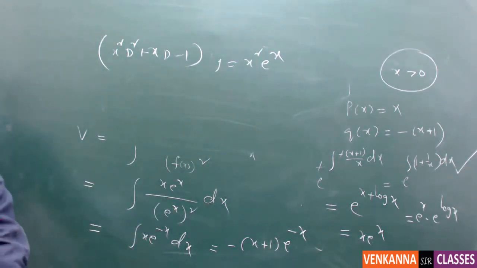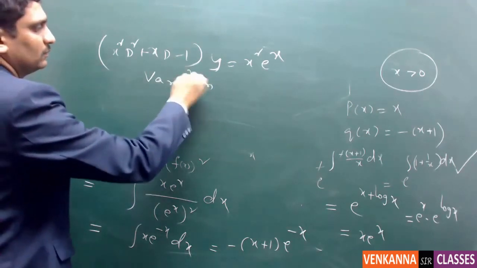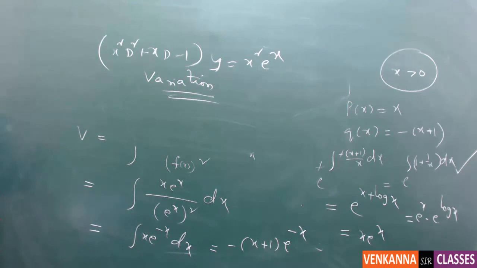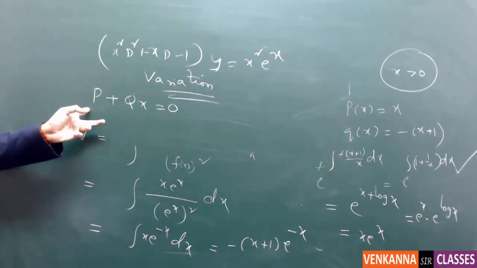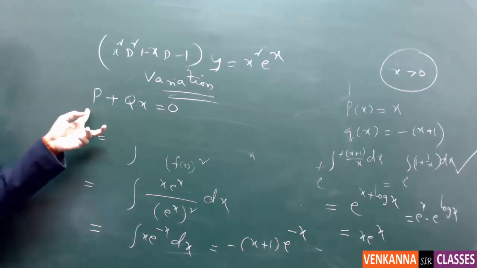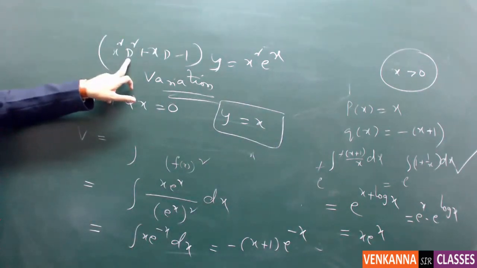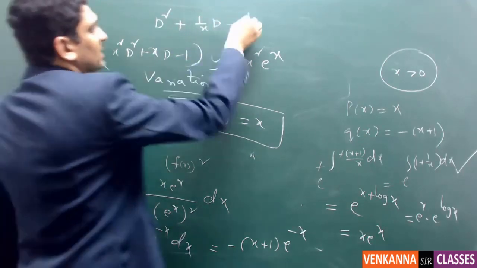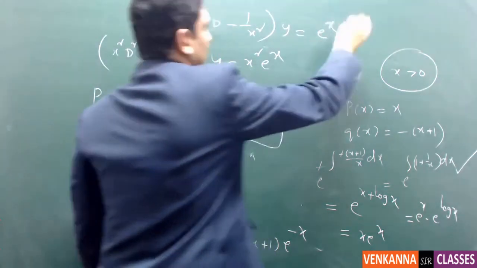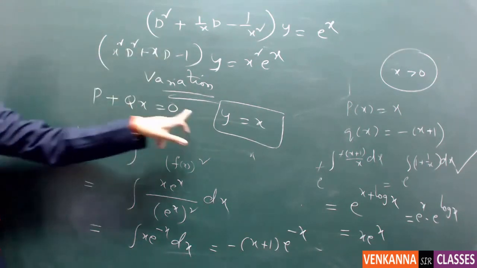Actually, this is a Cauchy-Euler equation, right? Accepted? If the same problem is given for variation of parameters, how to solve it? We check p plus qx equal to 0. So y is equal to x is a part of the complementary function. Why have I taken this? To apply this formula, the equation won't contain any coefficient. So we divide the entire thing by x square. It will come as D square plus 1 by x into D minus 1 by x square of y is equal to e power x. By converting the given equation into this form, we check the condition that p plus qx equal to 0. So y is equal to x is a solution.